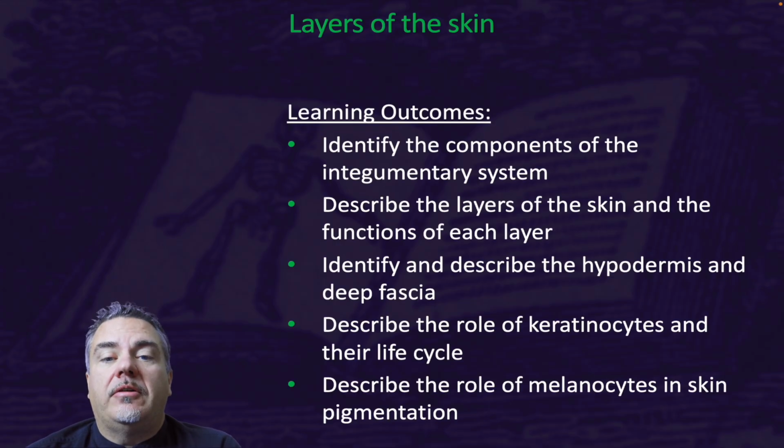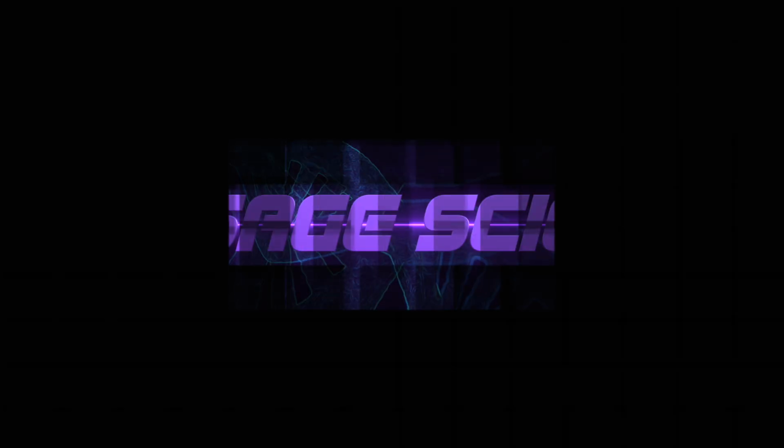By the end of this video, you should be able to identify the components of the integumentary system, describe the layers of the skin and the functions of each layer, identify and describe the hypodermis and deep fascia, describe the role of keratinocytes and their life cycle, and describe the role of melanocytes in skin pigmentation.